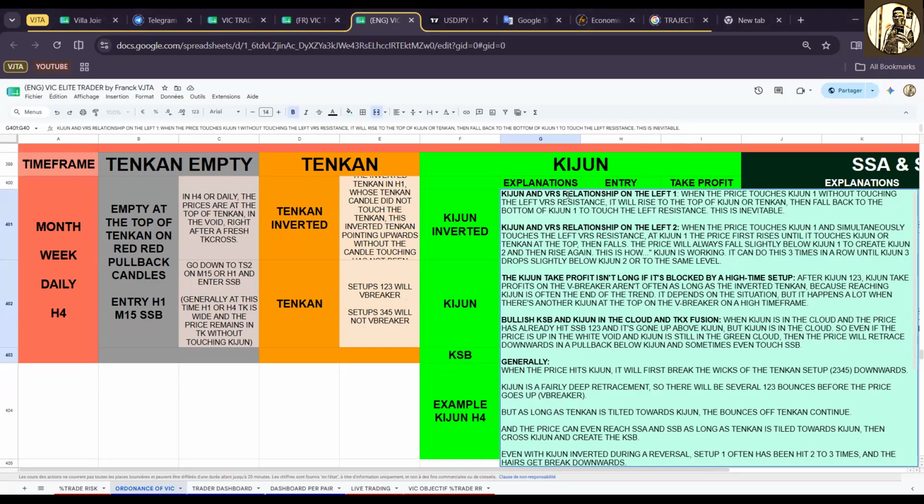For the Kijun line, the explanation is the Kijun and VS relationship on the left. When the price touches Kijun without touching the left resistance, it will rise to the top of Kijun or Tenkan, then fall back to the bottom of Kijun to touch the left resistance. This is inevitable. Okay.